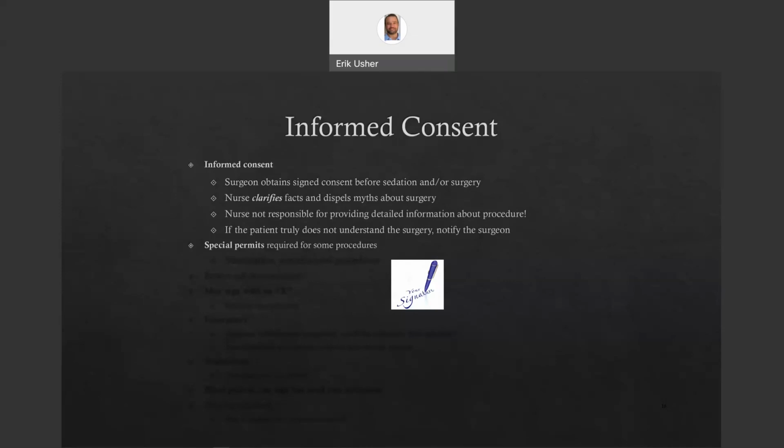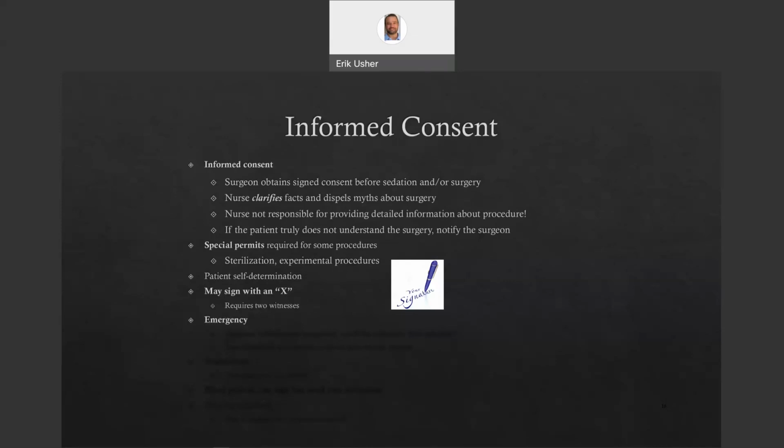Sometimes there are special permits that need to be required for some procedures. So sterilization, for example, or hysterectomies. Experimental procedures, that's a big one. If it's not FDA approved, if they're experimenting on it or trialing it, there's definitely a more in-depth process with that. And again, the patient has to self-determine this. They have to be the one to state this. Can they sign with an X? Yeah, absolutely. But it needs 2 witnesses.